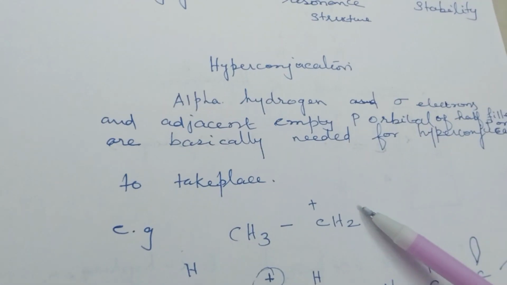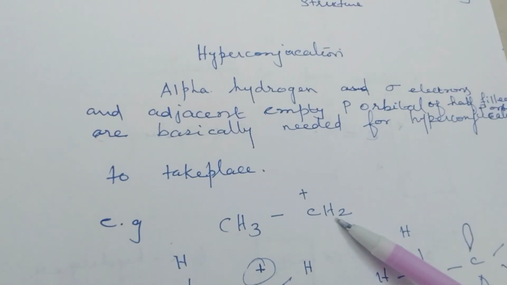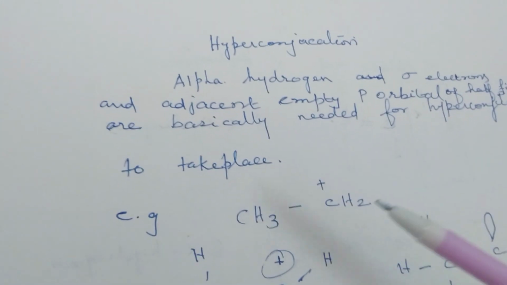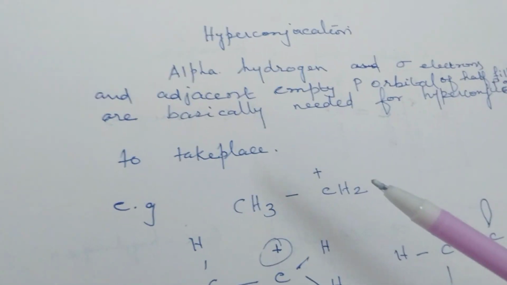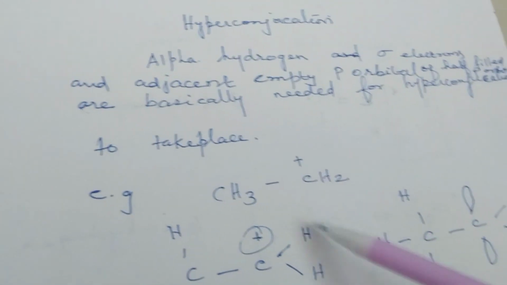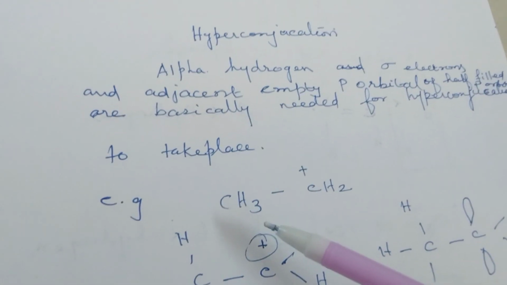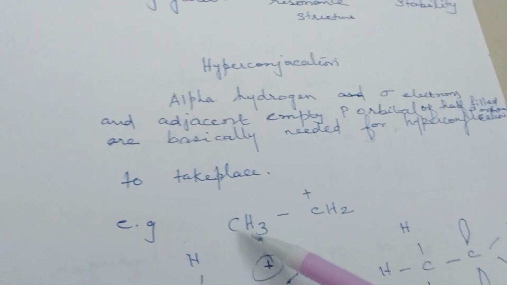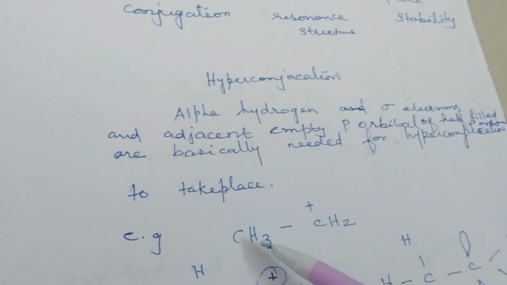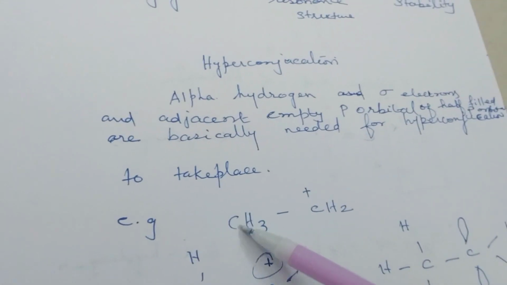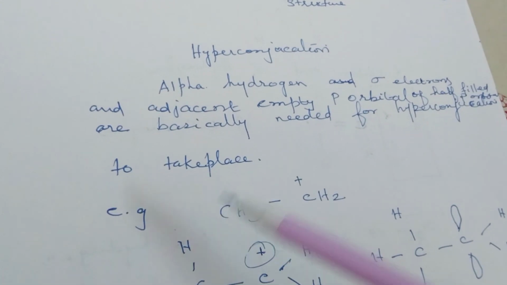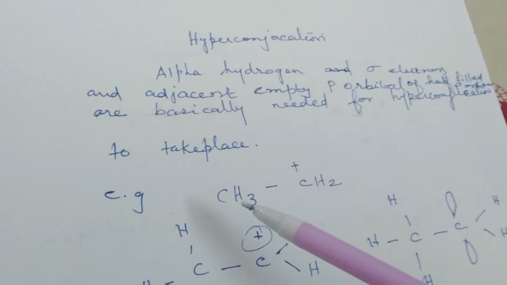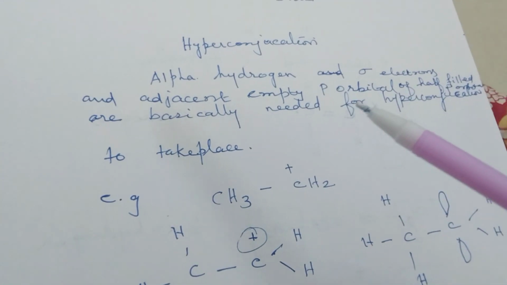Let us see CH3CH2+, a carbocation. Is hyperconjugation possible in this compound or not? Let us decide. First, is there any alpha hydrogen atom? Yes, it has. This carbon is the alpha carbon. It has 3 hydrogen atoms, so alpha hydrogen is present. What about sigma electrons? Present. This carbon has 3 hydrogens, these 3 sigma bonds. The electrons present in a sigma bond are called sigma electrons. Then an adjacent empty or half-filled p orbital. Is it possible? Yes, it's possible.